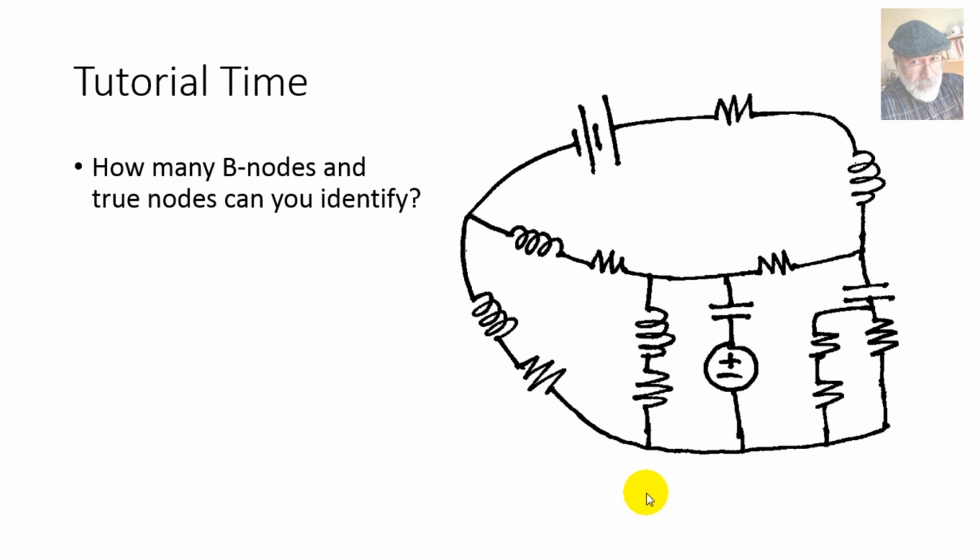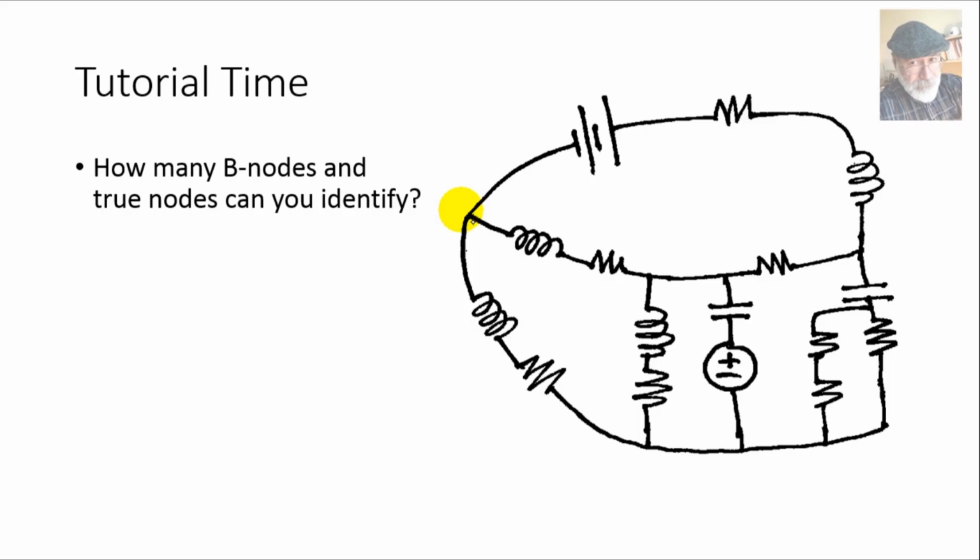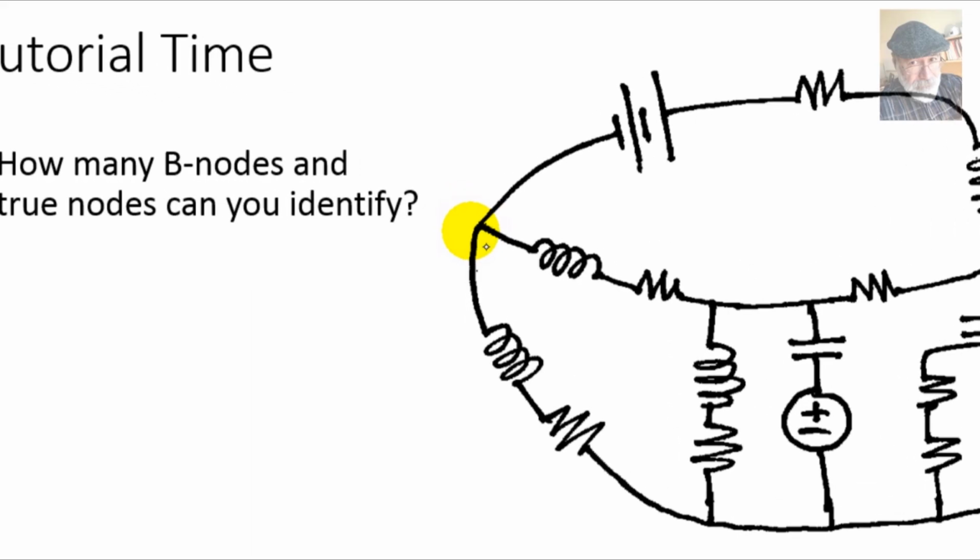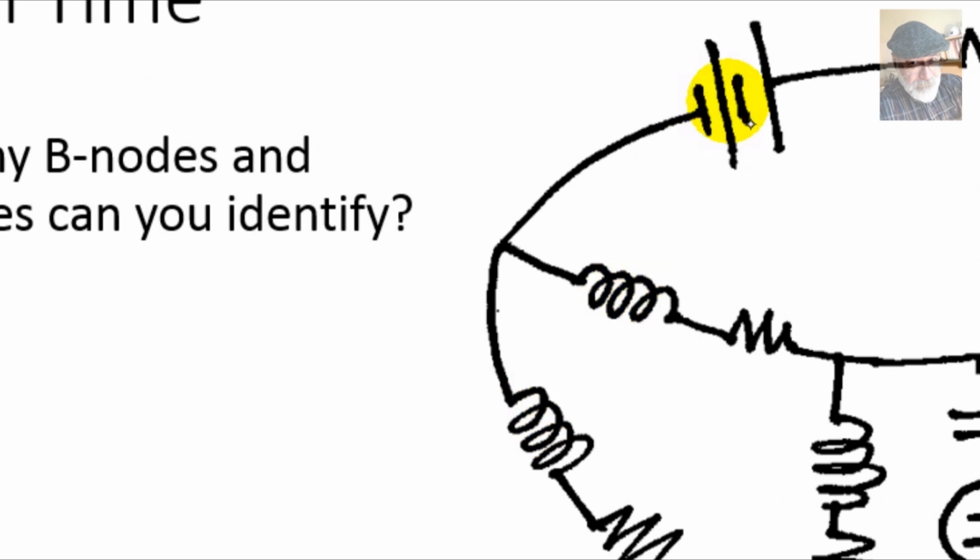Now, let's see if we have communicated in this circuit. I'm going to ask you 2 questions. How many true nodes can you identify? How many binary nodes can you count? I suggest that you pause the video, you do your math, and then you resume and compare your answers to mine. Let's begin here. There is a node here, the junction of these three elements.